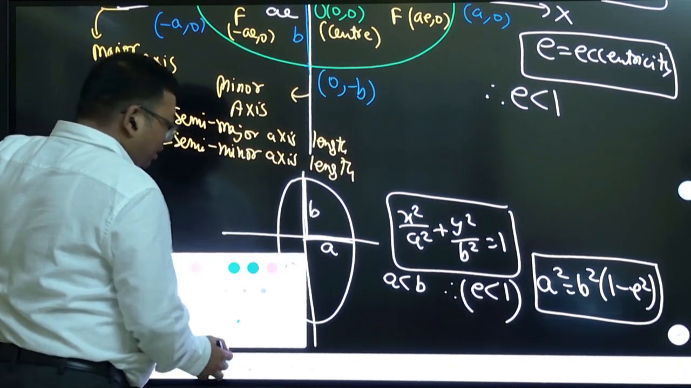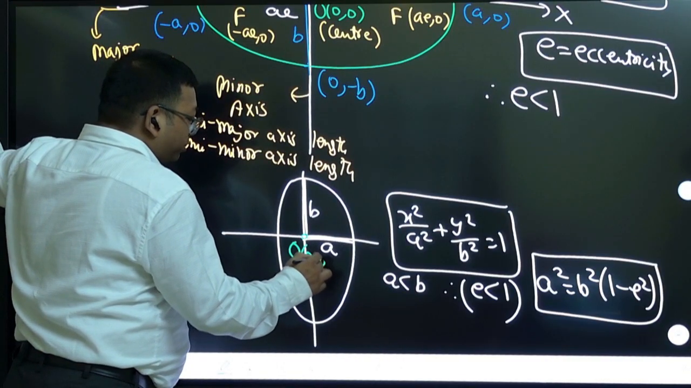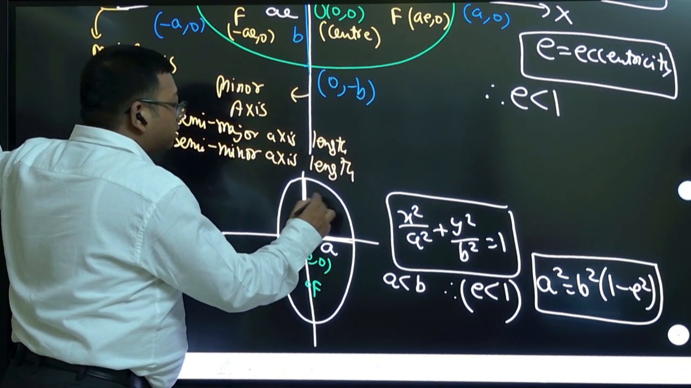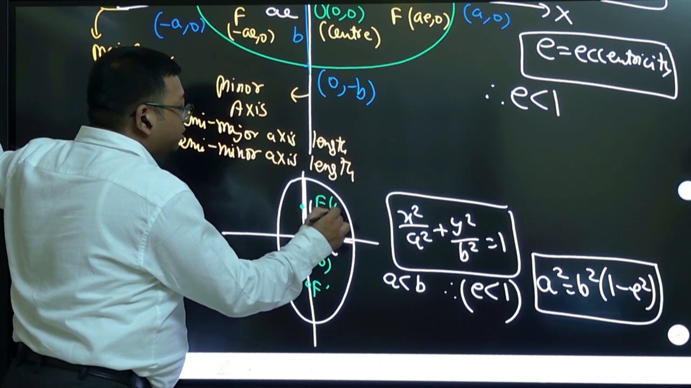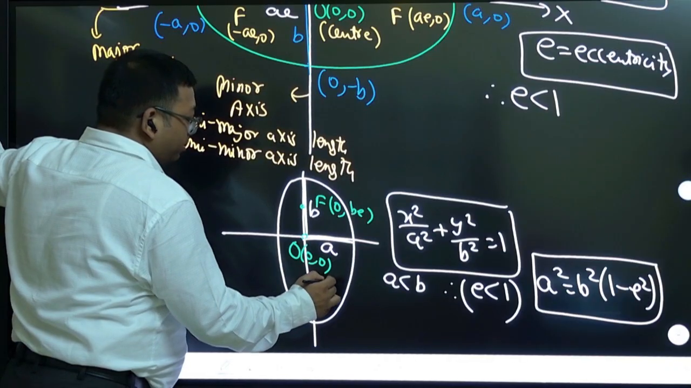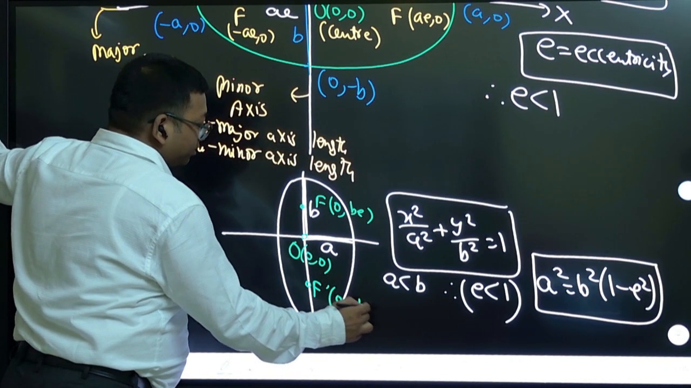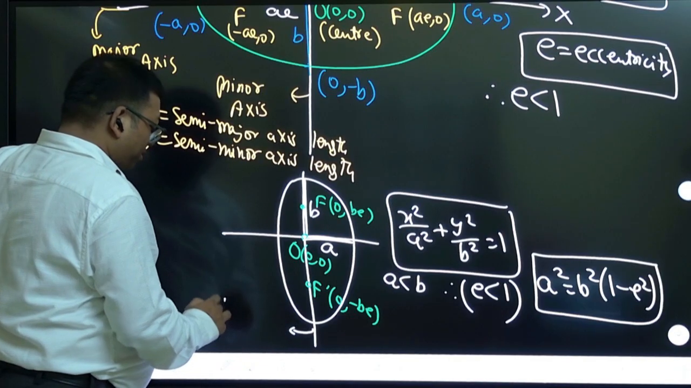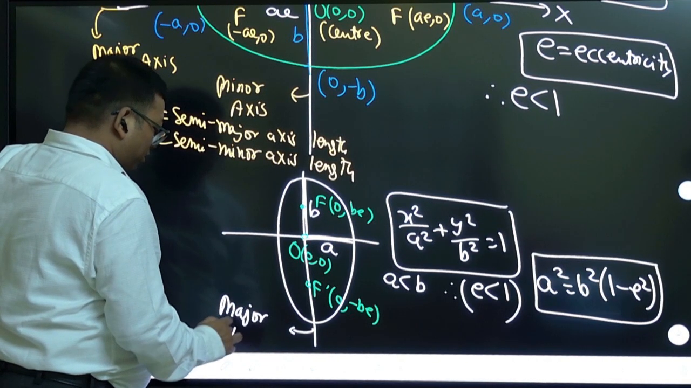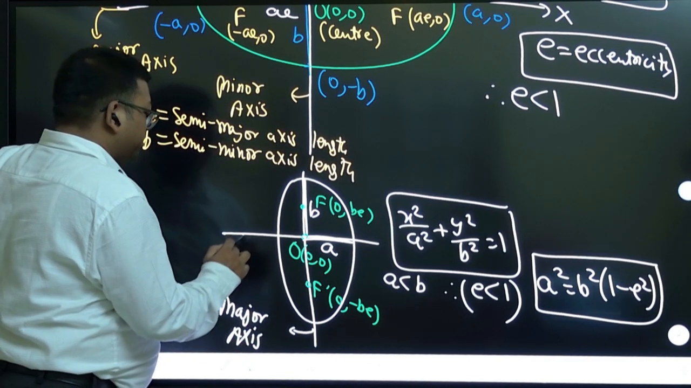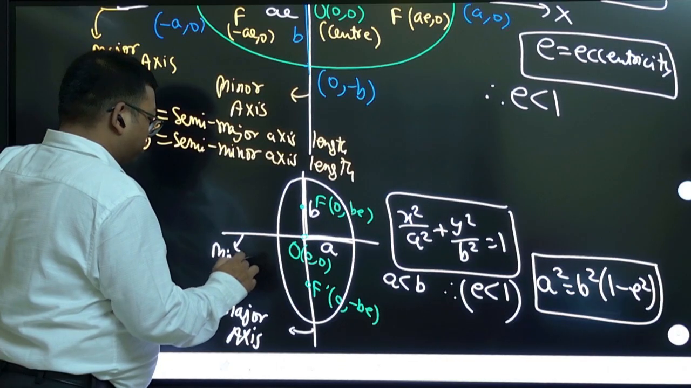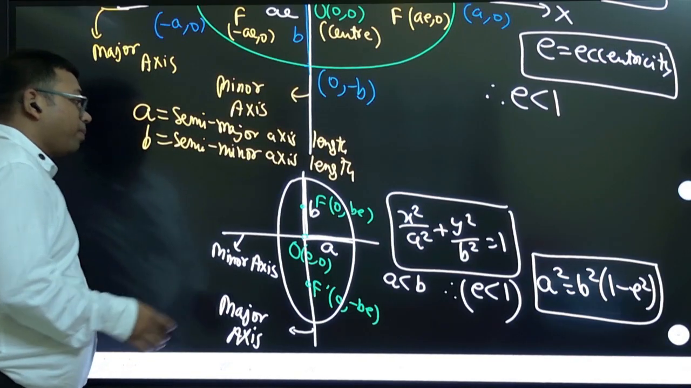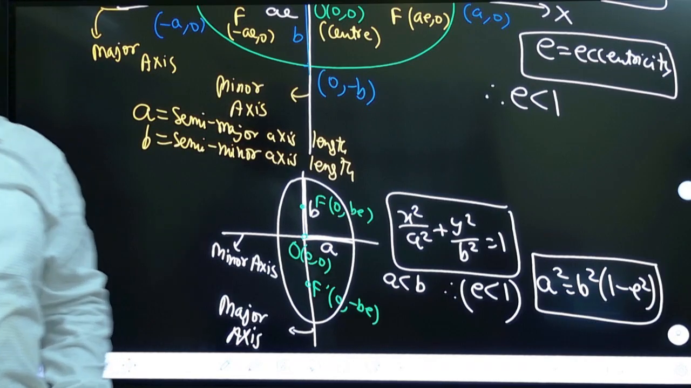Focus will shift to this side now. This 0 0 origin is the center, but focus F will come here and F dash will come here. So F will be 0 comma b, and F dash will be 0 comma minus b. Here the y-axis has become the major axis, and the x-axis has become the minor axis. Okay, same way, everything in a and b you have to interchange.